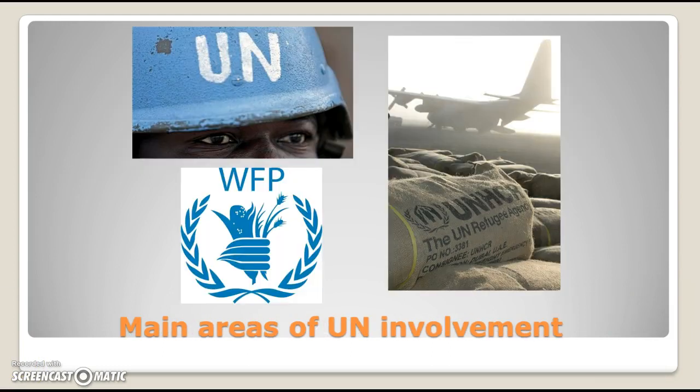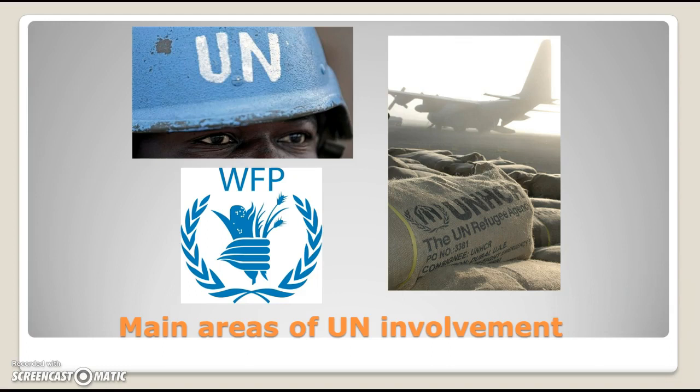The main areas are UN peacekeeping, which is the blue helmets there; the UN High Commissioner for Refugees, which acts anytime there's civil war or famine; and the World Food Program, which has standing warehouses and is trying to provide food security.